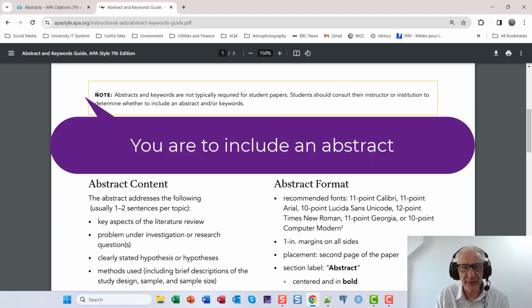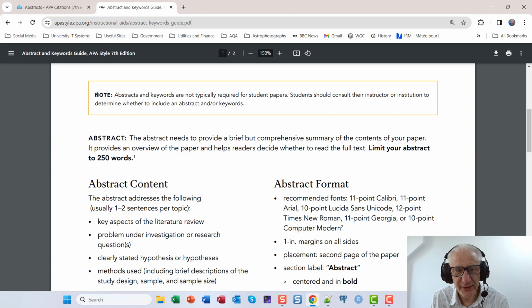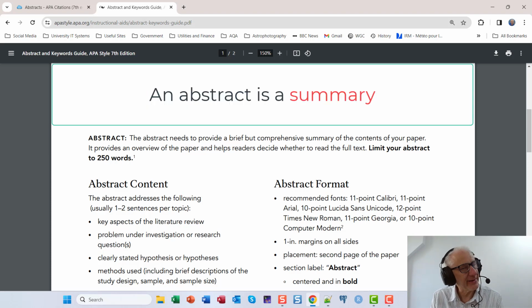So I do want you to include an abstract for this poster. We're not going to worry about keywords. So what is an abstract according to them? The abstract needs to provide a brief but comprehensive summary of the contents of your paper. What they mean is an abstract is a summary, and a summary is done at the very end.